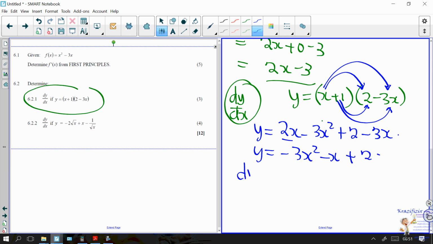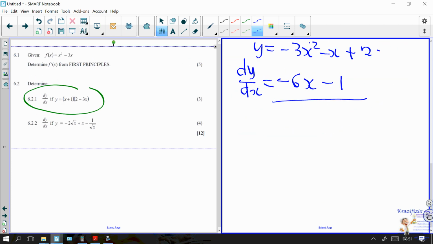Now I derive dy over dx. I'm sure we know how to derive. This 2 comes down to multiply this 3. What do you have? Negative 6x, because I subtract 1 from the exponent. And if I derive negative x, I have what? 1. All right. That's how we deal with that.